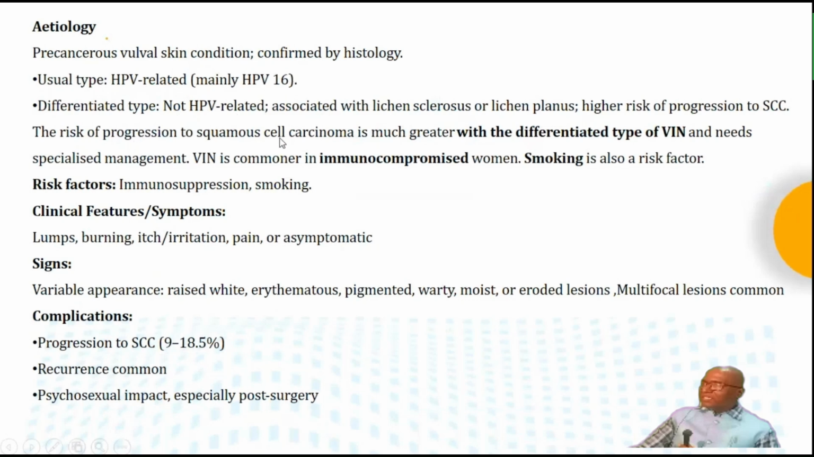The risk of progression to squamous cell carcinoma is much greater with the differentiated type of VIN and needs specialized management. VIN is commoner in immunocompromised women, and smoking is also a risk factor. So these are the risk factors. They may give in the history that the patient is such and such, and some vulval lesion will be there, and then you need to select the appropriate answer.